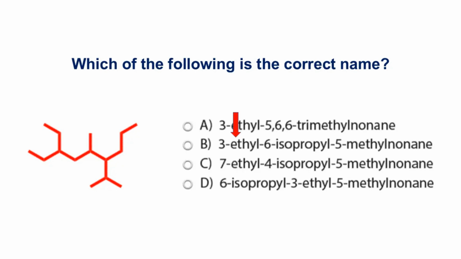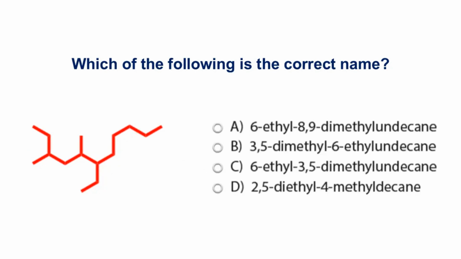The longest chain in all directions is nonane. Substituents are then ethyl, methyl, and the branched isopropyl. Keeping the numbers small gives 3-ethyl-6-isopropyl-5-methylnonane. Which one of the 4 possible names matches the structure given?